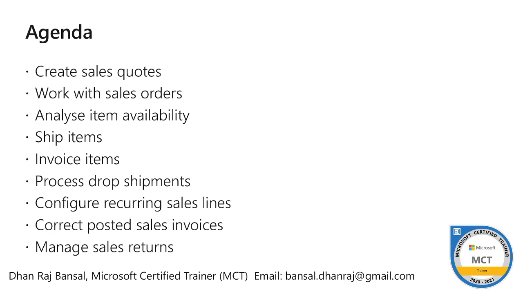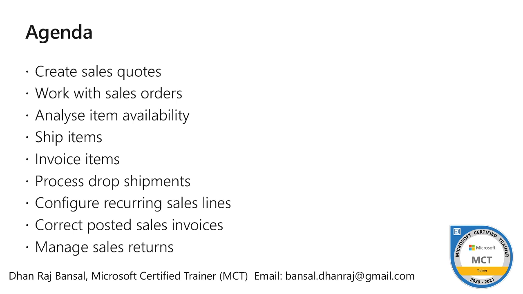The agenda for this video is listed here. We will talk about creating a sales quote and then work with sales orders. A sales order can be created from a sales quote and blanket sales order. We will analyze item availability, ship items, invoice items, and process drop shipment. There is a concept called drop shipment in which we link a sales order with a purchase order and ask our vendor to ship the goods directly to our customer.